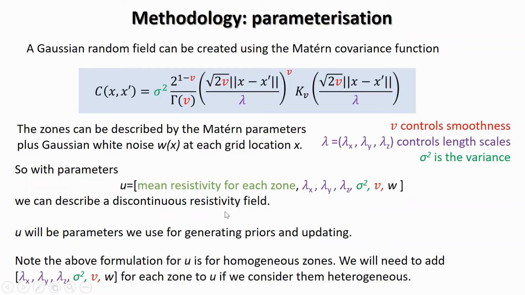If we want to consider heterogeneity within each zone, then we can add additional hyperparameters. So in addition to this set here, we can add for each zone an additional set of hyperparameters that will allow some variability within that zone. And I'm going to show you an example of doing this later.